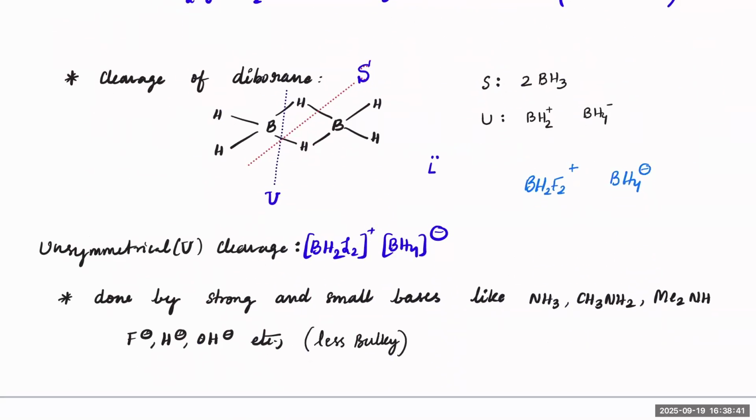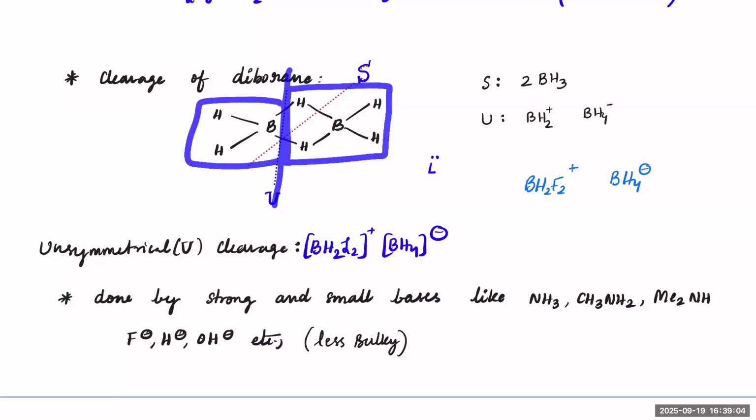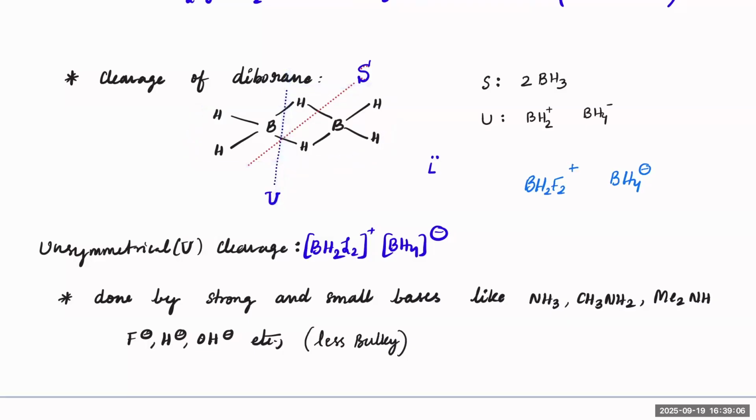B2H6, usually when it comes to chemical reactions, can make two types of reactions, beta. One, it can make a symmetrical cleavage so that BH3 gets separated, or reagents can make it an unsymmetrical cleavage where this will become BH2 plus and BH4 minus. So two types of reactions are usually observed: a symmetrical cleavage or an unsymmetrical cleavage.